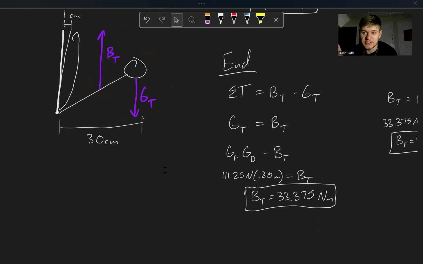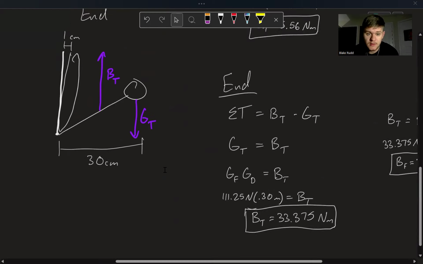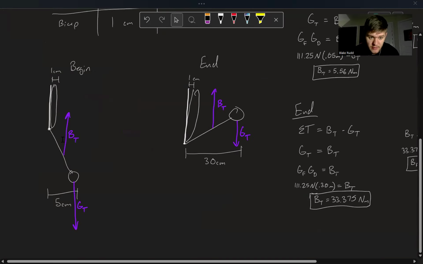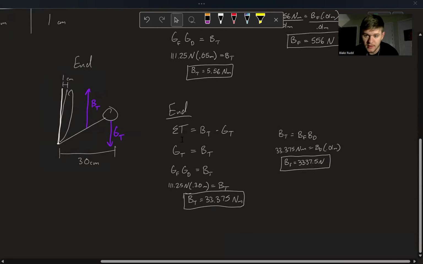And let's think about that logically. The farther away the hand holding the dumbbell is from the elbow, the more torque or force you need to apply in order to hold it up, right? It just makes sense logically, and we have that. In the end position, the hand is farther away from the elbow joint, so we got a bigger number. So we're on the right track here.